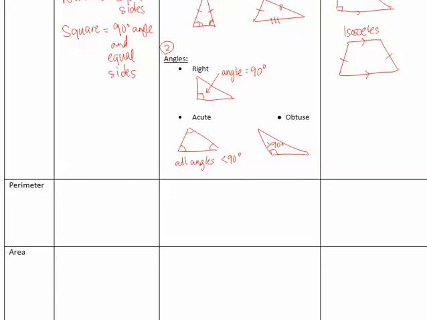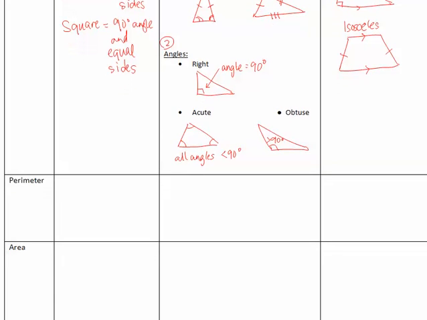In terms of perimeter and area, the perimeter is very easy for all of these. You do not need to come up with any special formulas for the perimeter of any polygon. The perimeter of any polygon is the sum of all the sides, whether it's 4 sides or 3 sides or 6 sides, etc. We can also shorthand sum with the Greek letter sigma. The sum of all the sides is called the perimeter.